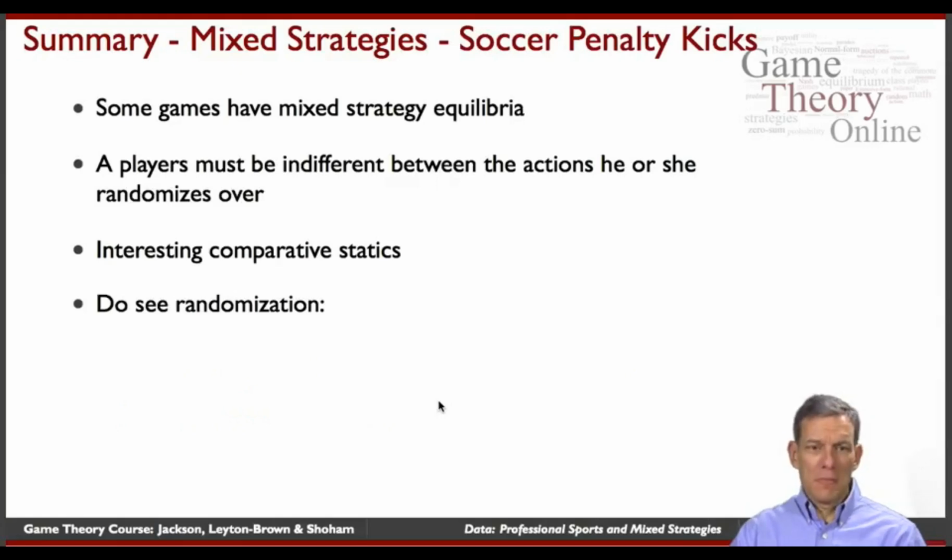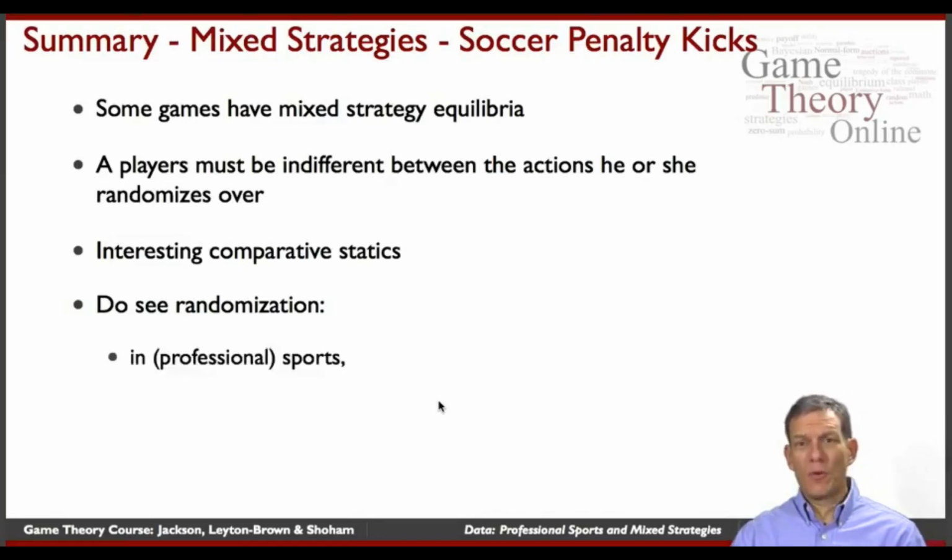Okay, we see there are going to be games that have mixed strategy equilibria. In particular, zero-sum and competitive games will tend to have them in a lot of situations. Players have to be indifferent between what the players they're facing do. That gives you some very interesting comparative statics. We asked the question, do we really see randomization? We found, yes, in professional sports, we do see randomization. There's lots of other things in the world where you see randomization.